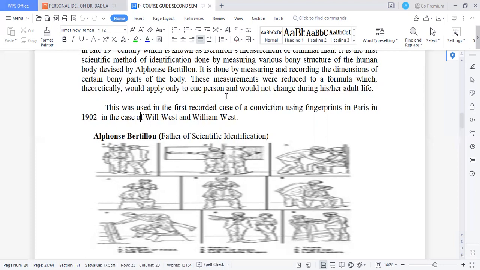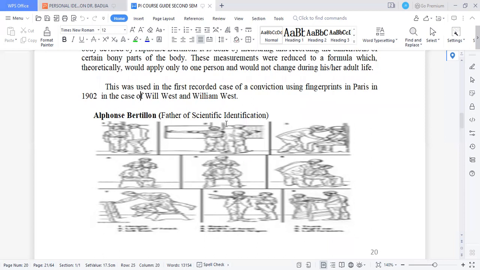So this was the first recorded case of a conviction using fingerprints, in Paris in 1902, in the case of Bill West and William West. But prior to this, they had been identified based on the measurement of their bony structures. So again, the father of scientific identification is Alphonse Bertillon.